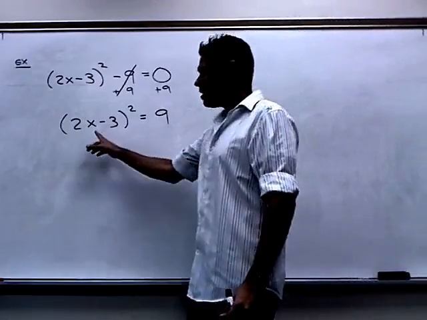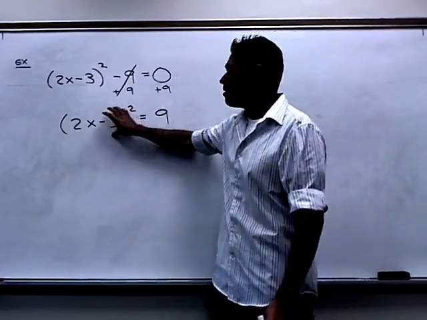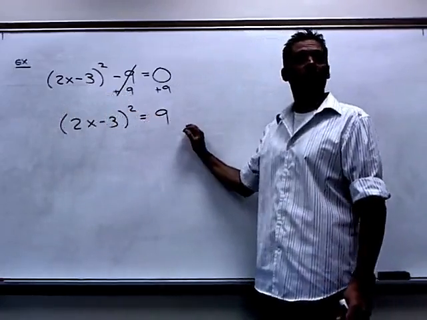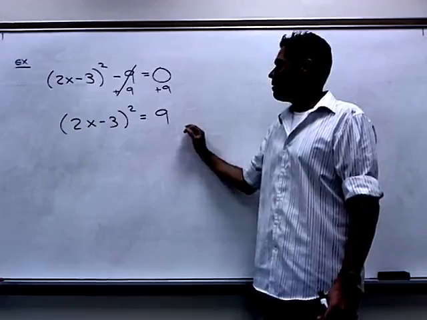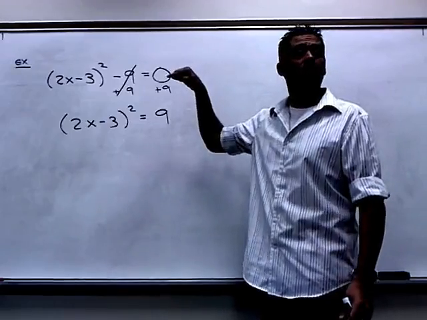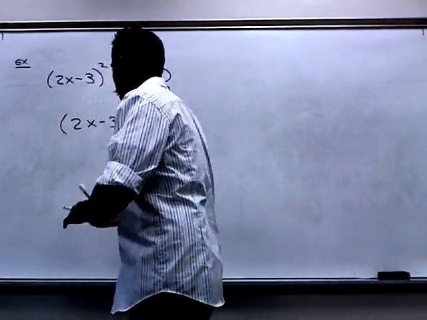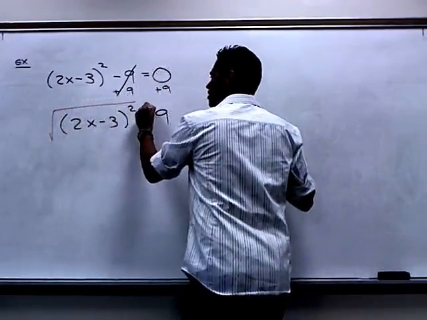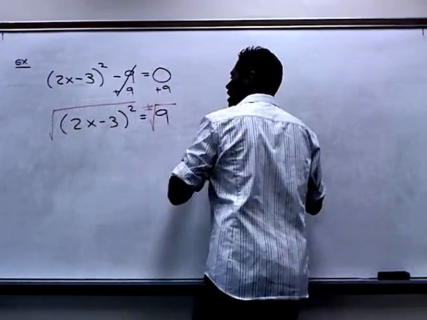Okay, so now I have something squared, right? Doesn't matter what's squared, as long as I have something squared equals a number. We need to square root the 9 as well. All I did was isolate it. Now I square root both sides: plus or minus square root 9.